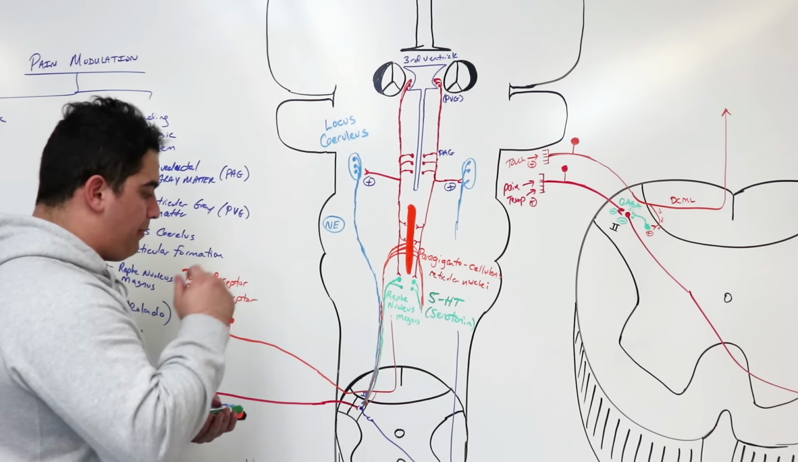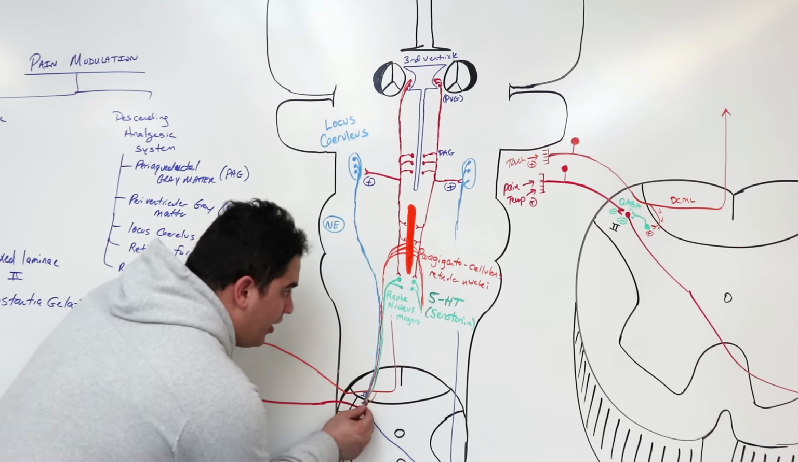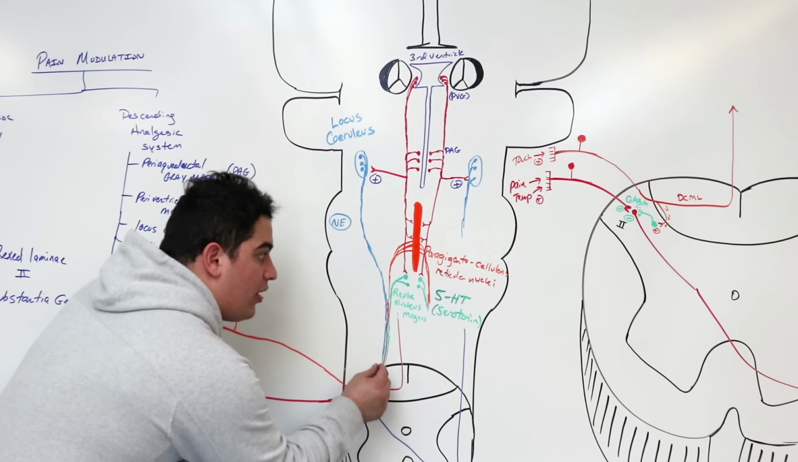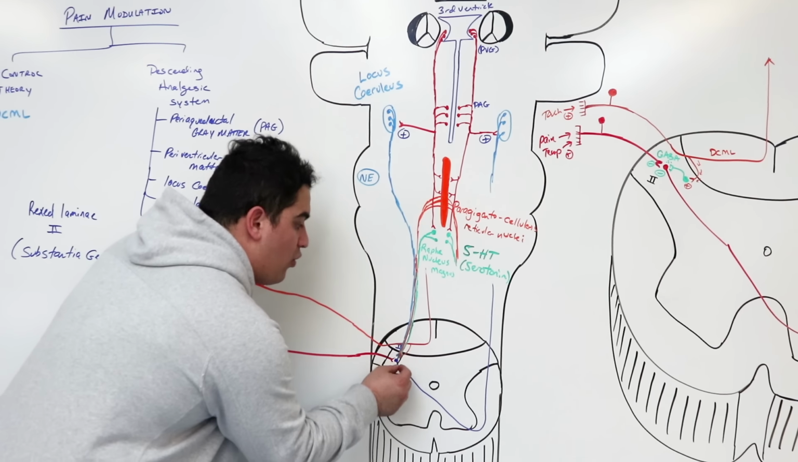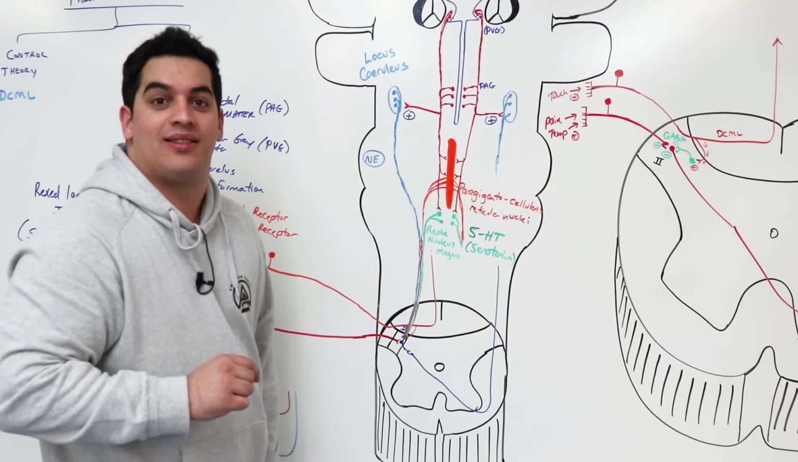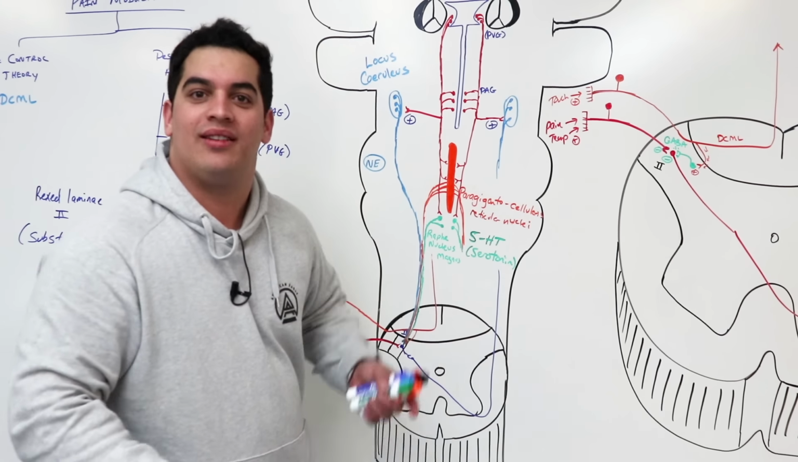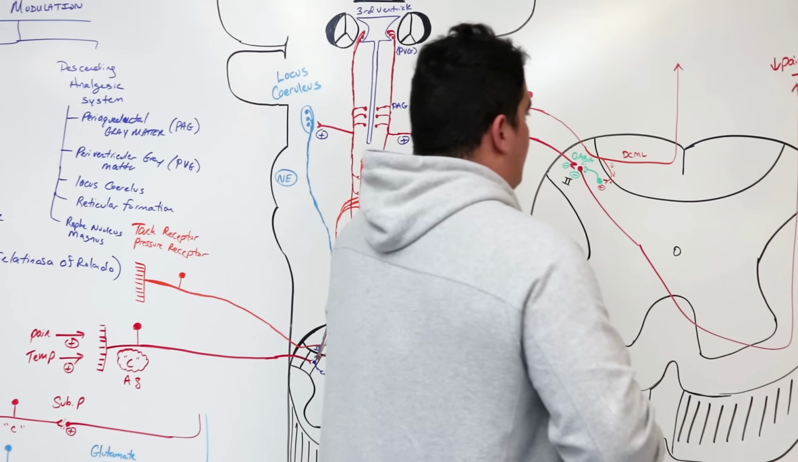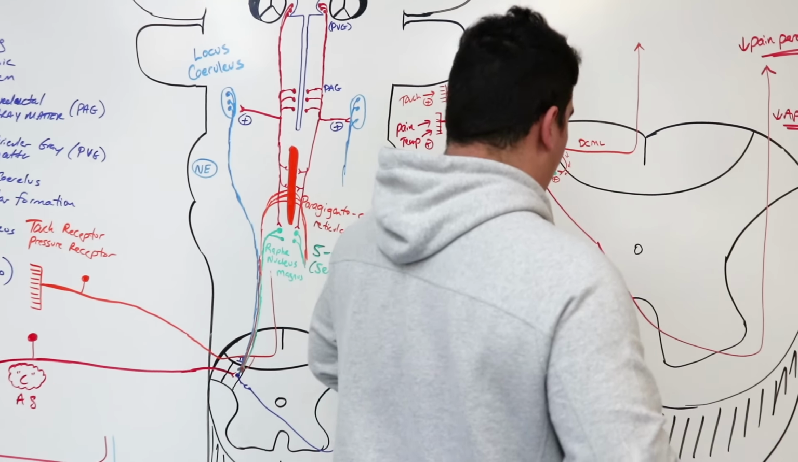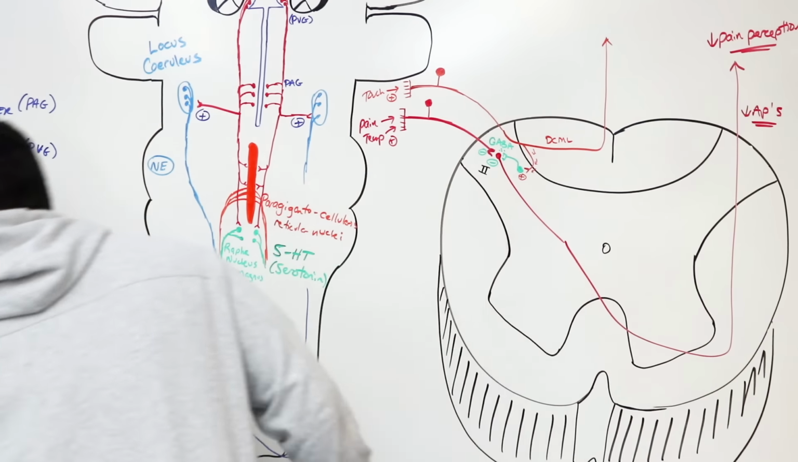Now, what happens here? They go down here and they secrete that serotonin and norepinephrine onto little inhibitory neurons. So how? Let's come over here and see. Since we've occupied a little bit of this area, let's occupy this other area now.